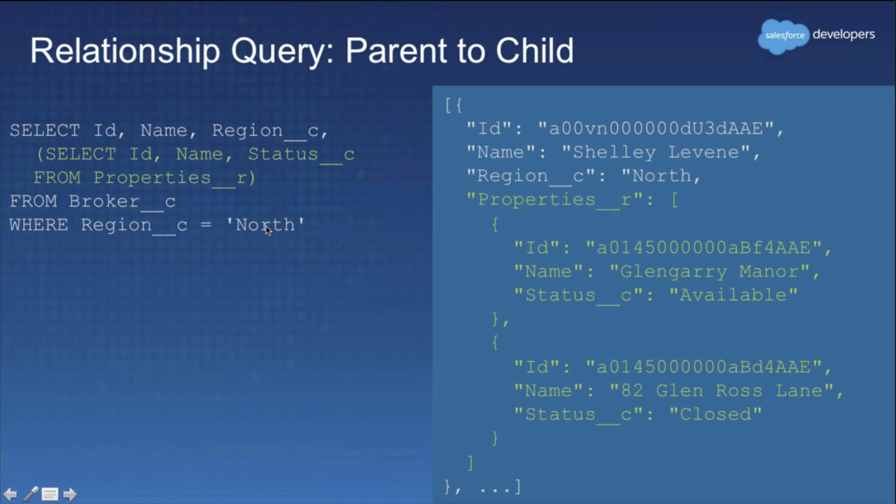So if the region is north, go get all the brokers, their fields, and for each broker, a list of related properties. Again, we've accomplished this query of the child and the parent, or the parent and the child. Over here in the result set, you can see that the child properties is an array or a list of objects with each field that we queried. So that's the basic relationship query structure, and it spins out from there.